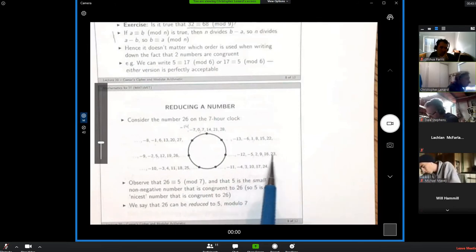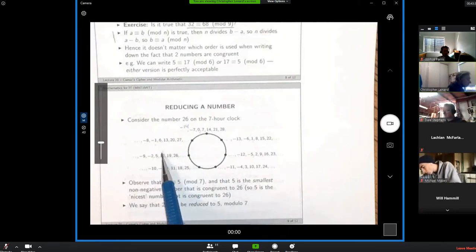These are all 2 more than a multiple of 7. So 9 is 2 more than 7, 16 is 2 more than 14, 23 is 2 more than 21, and so on. These are all 3 more than a multiple of 7. These are all 4 more than a multiple of 7. These are all 5 more, and these are all 6 more.